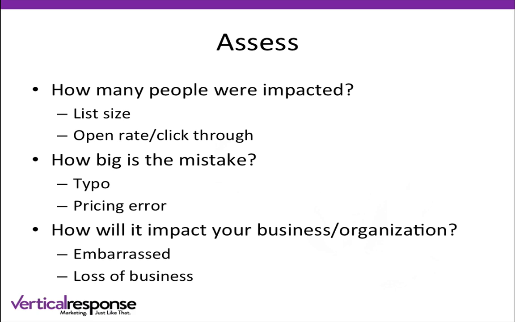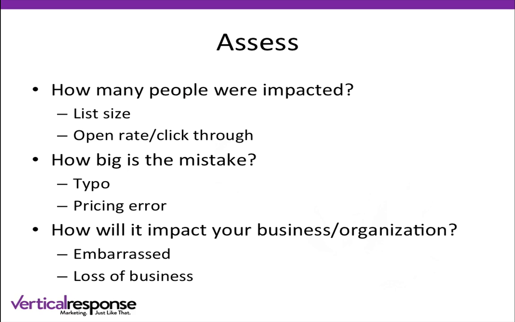So first of all, you want to assess what's happened, what's wrong with your email. As soon as you realize that there's a problem, look at how many people were impacted by this mistake that was in your email. Hopefully, you're not mailing to your entire database when this happens. We usually recommend that you do segments of your list for better engagement, so hopefully it's not everyone on your list. But even if it is, take a look at the size of your list and decide how many people have been affected by the error in the email.